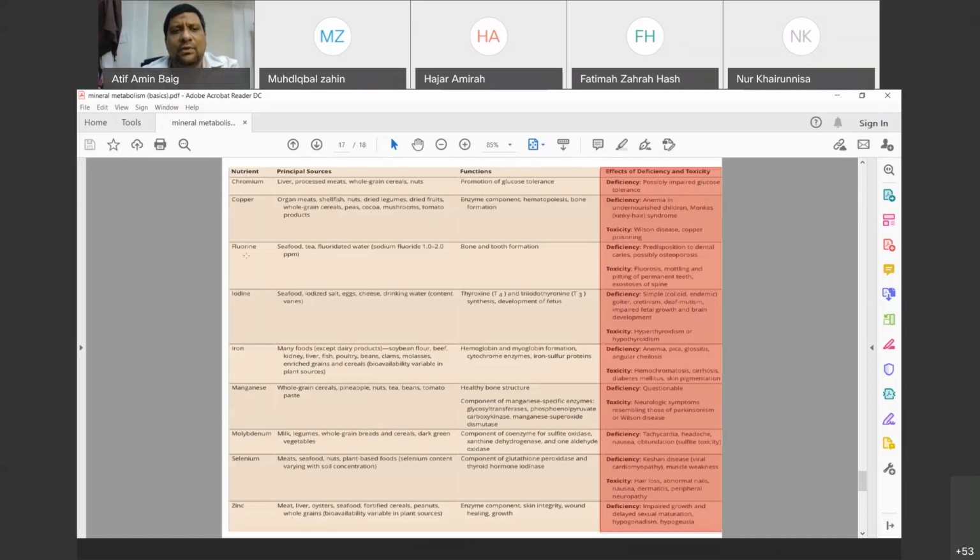For example, fluorine, this is the source: seafood, tea, fluoridated water, all these examples. Function is bone and tooth formation. Deficiency will result in predisposition to dental caries, possibly osteoporosis. Toxicity will involve fluorosis, mottling, and pitting of permanent teeth. Similarly, we go to iodine, iron, all of them have a level of deficiency, they have a level of toxicity.